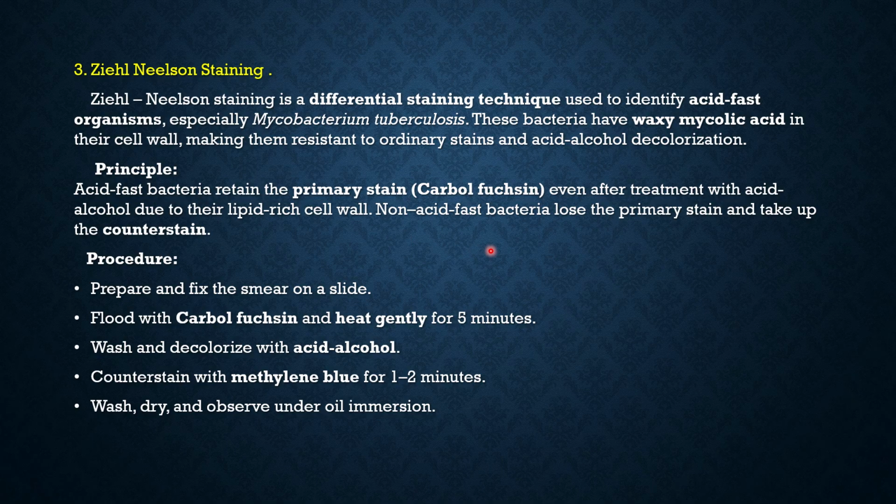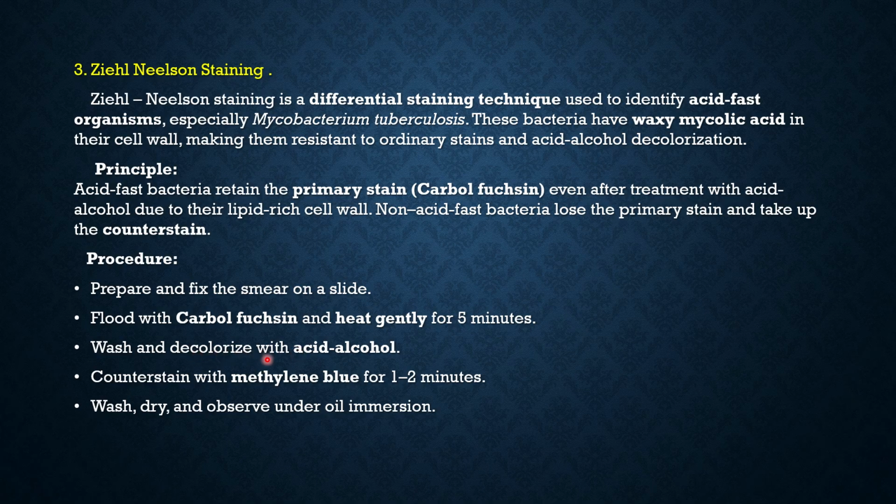That's why we do this special staining technique, in which we use a primary stain called carbol fuchsin, acid alcohol as the decolorizer, and a counter stain which is methylene blue. Coming to the procedure: prepare and fix the smear on the slide. Flood the carbol fuchsin and heat gently for 5 minutes. After preparing a slide, air drying and heat fixing, we flood it with carbol fuchsin.